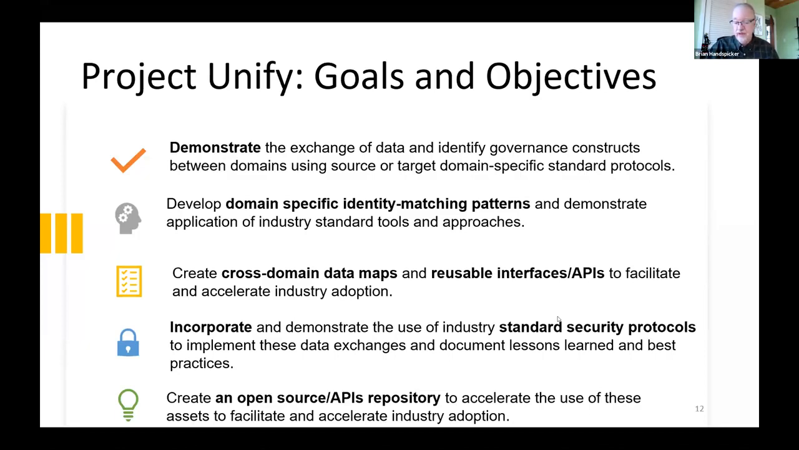In order to make that happen, we need to define some cross-domain data maps. What information about John Thompson in the homeless management information system maps to what information in the social services case management system, and what of that maps into the healthcare system, so that we can compare and exchange apples to apples between these systems, and have associated reusable APIs or interfaces for being able to share this information, and do so based on common security practices, common security protocols and technologies.